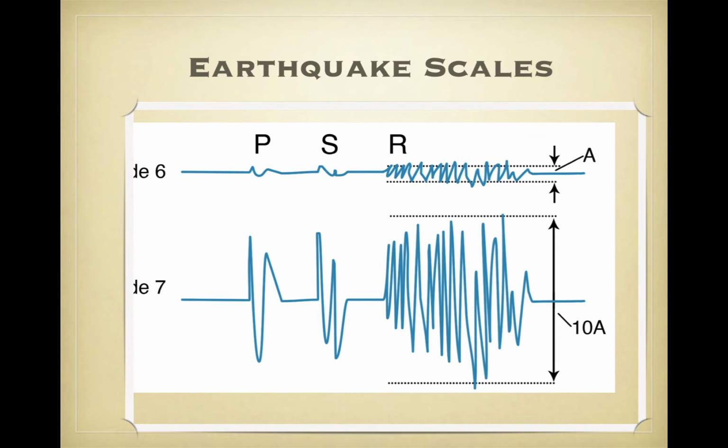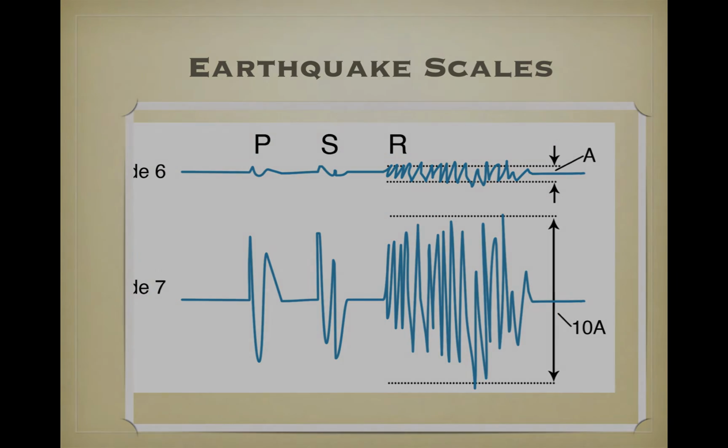Earthquake scales. So we've got a little picture here. There's our P wave, S wave, and this R means Rayleigh waves. Those are a type of surface wave. And you can see it's like a bump, and then boom, boom, boom, boom, boom. I hope you like my sound effects.